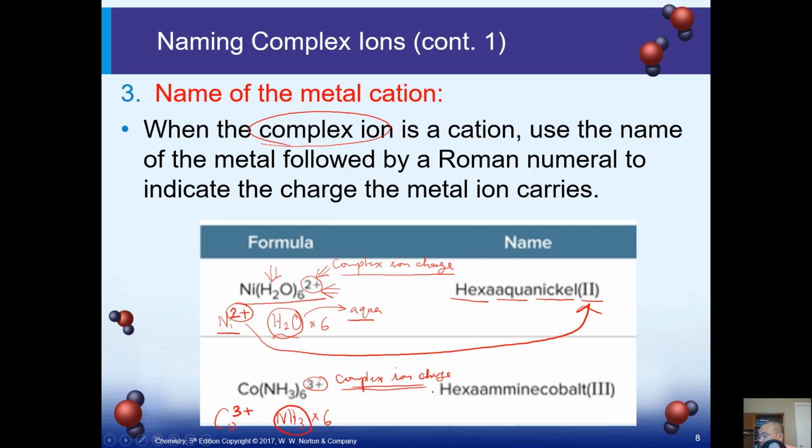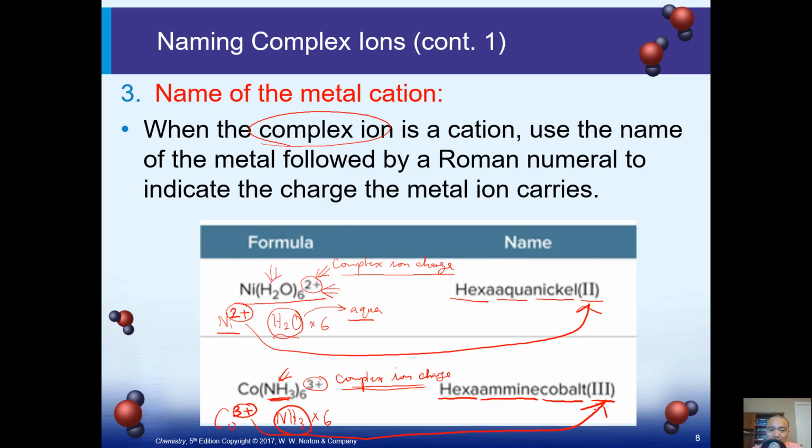So for this reason, we name the ligand first. The first step, this is ammonia, but in the complex ion, we call this ammine. And you have 6 of them. That's why it's hexaamminecobalt(III). This 3 comes from the metal charge.